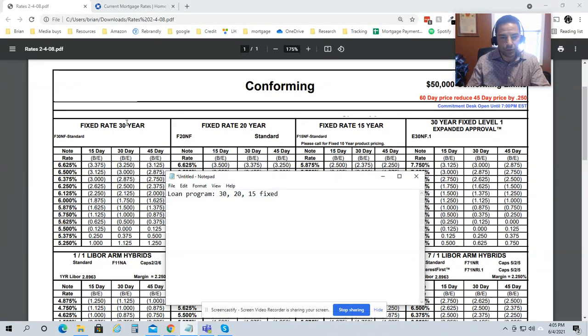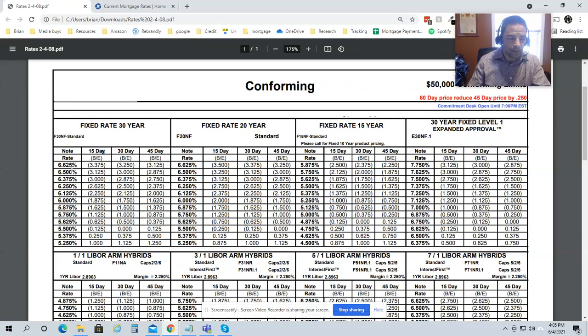You can see how the interest rates get lower. So let's say, for example, 5.25 would cost 1 point. So you'd have to pay 1 point for a 15-day lock to get 5.25 on a 30-year fixed. Whereas if you only wanted a 20-year, it would only cost you 0.875 to get 5.25.